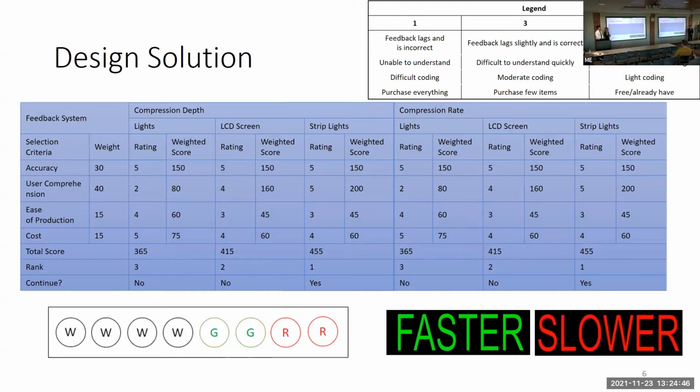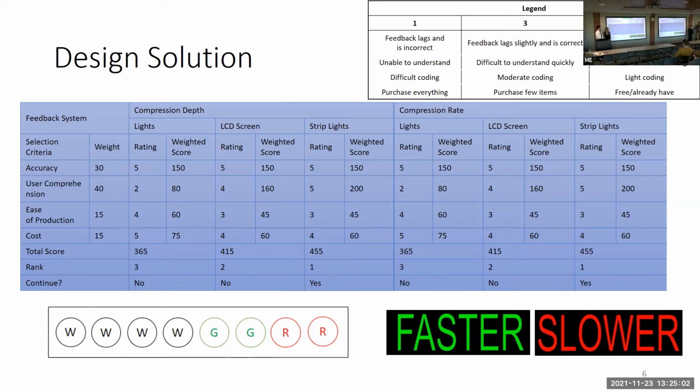As Lauren mentioned, this project was largely constructed already, which meant that we just had a lot of testing to do. But we did have to make some decisions. And so here are 2 decision matrices. The one on the left is compression depth, and the one on the right is compression rate. So both relating to the feedback system.